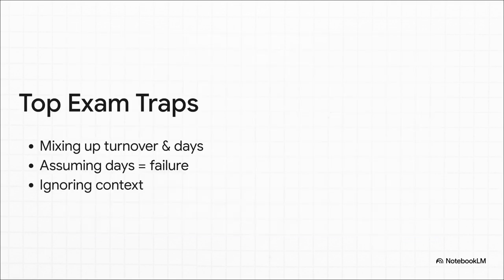All right, let's lock in these top exam traps so you can dodge every single one of them. Number 1, do not mix up turnover in times with sales and inventory in days. Number 2, do not assume more days automatically equals failure. Like we just saw, it totally depends on the context. And number 3, whatever you do, don't ignore that context. The text points out that increased days in inventory can happen during declining sales, sure, like if obsolete stock is just collecting dust, but it also happens during growing sales when a company is dynamically building up its inventory. You've got to read the whole scenario.